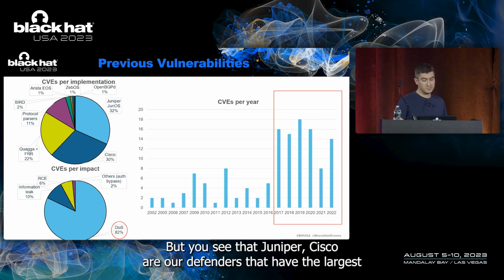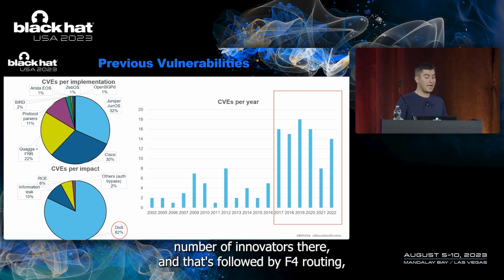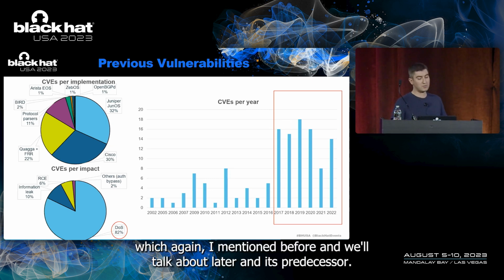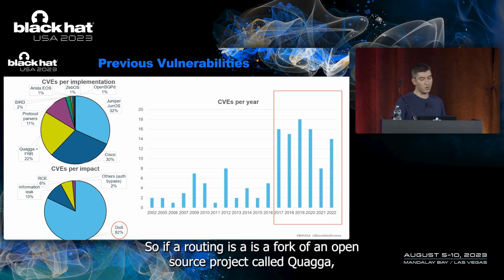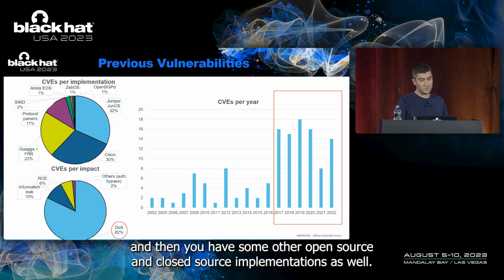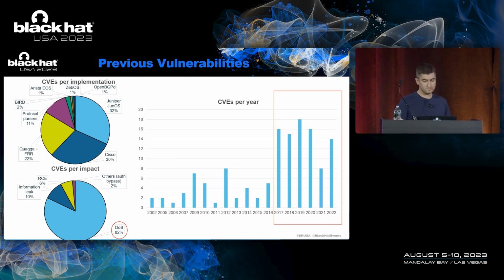But you see that Juniper and Cisco are the vendors that have the largest number of vulnerabilities there, and that's followed by FRRouting, which again I mentioned before and we'll talk about later, and its predecessor Quagga. So FRRouting is a fork of an open source project called Quagga. And then you have some other open source and closed source implementations as well.